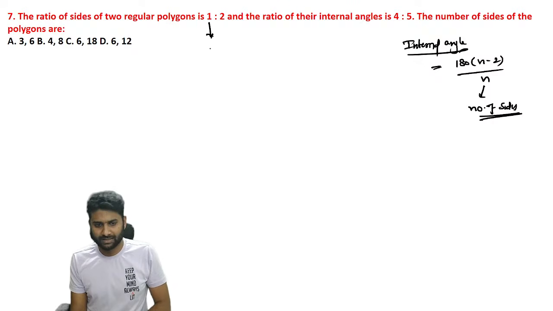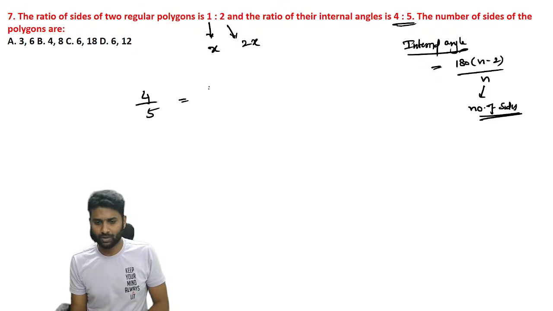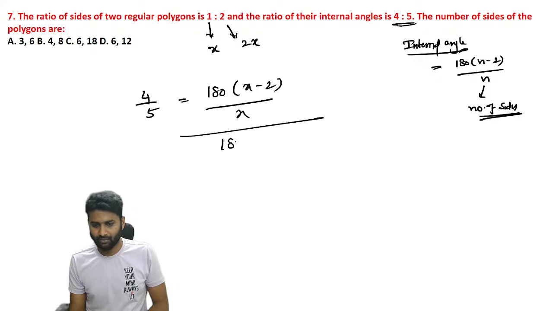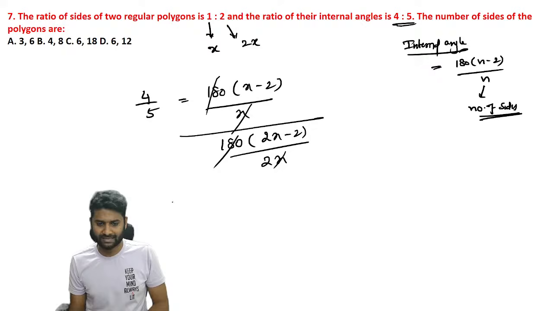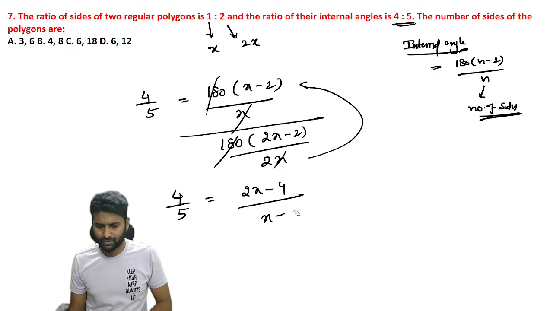Now let us take the respective numbers of sides. One is x, another one is 2x, and the ratio of their internal angles is 4 by 5. So 4 by 5 is equal to 180 into x minus 2 divided by x, over 180 into 2x minus 2 divided by 2x. 180 cancels, x cancels. So 4 by 5 is equal to 2x minus 4 divided by 2x minus 2.